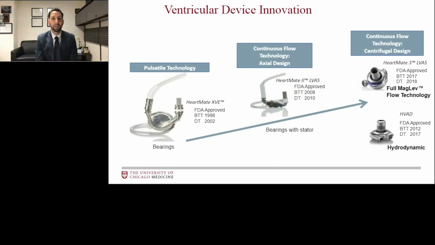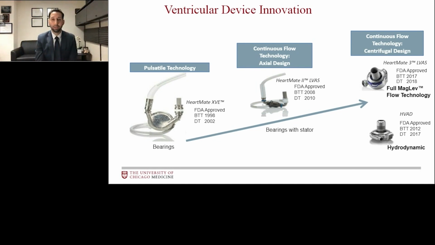So there's been tremendous improvement in LVAD design. The first commercial success was the HeartMate XVE, which was the pump that was studied in the landmark REMATCH trial. And although this led to a tremendous improvement in survival compared to optimal medical management, there were significant design flaws or limitations with this technology. Most of this was related to the pulsatile nature of the pump itself.